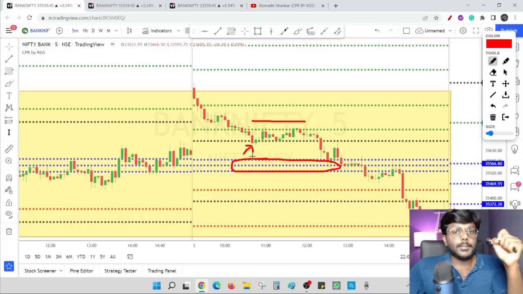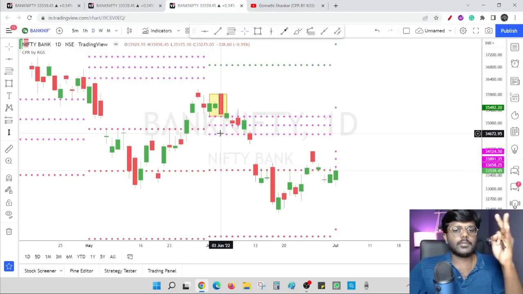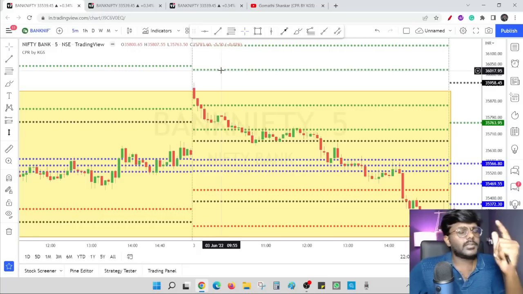This is a risky trade because the price is above daily CPR and the price is above weekly CPR and the price is above monthly CPR as well. See, on 3rd of June, the prices are above monthly CPR. So we have to be a quick scalper. Enter a trade, place your stop loss, place your target, and quickly you exit.